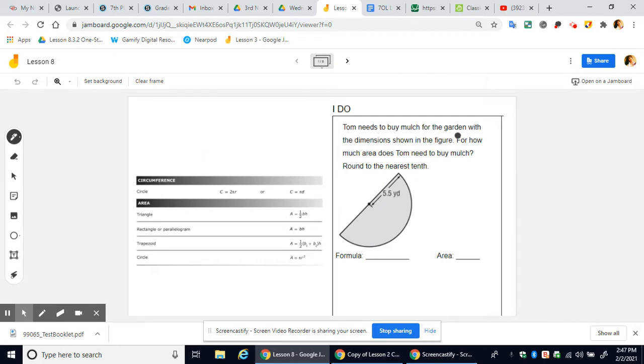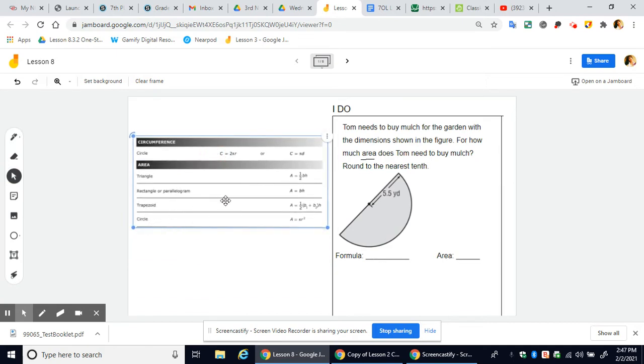Tom needs to buy mulch for the garden with the dimensions shown in the figure. For how much area does Tom need to buy mulch? So I'm dealing with area of a circle. However, if I look at this particular garden, it's not a full circle, it's half a circle. So since I'm going to be dealing with area of a circle, I know that my formula is going to be pi times r, or pi radius squared. However, because I'm only dealing with half of a circle, I will need to divide this by 2.